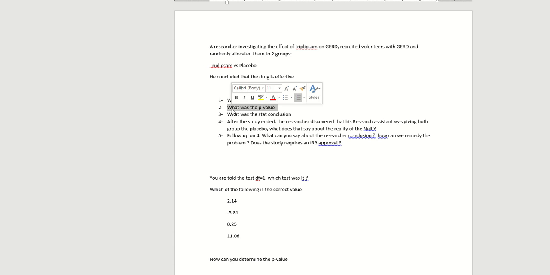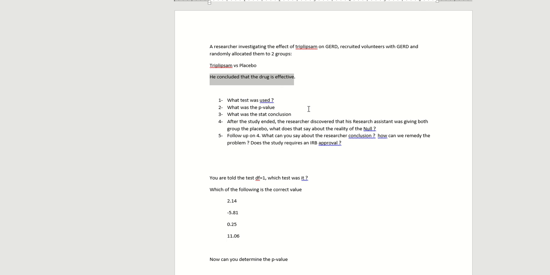What was the p-value? Well, his conclusion was that the drug is effective. Let's think about what the null hypothesis would be. Remember, the null hypothesis always declares no effect, no difference, no change, nothing is happening. Since he concluded that the drug is effective, he must have rejected the null hypothesis. And to reject the null hypothesis, his p-value has to be less than alpha.